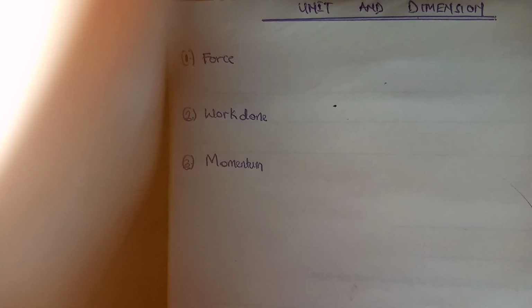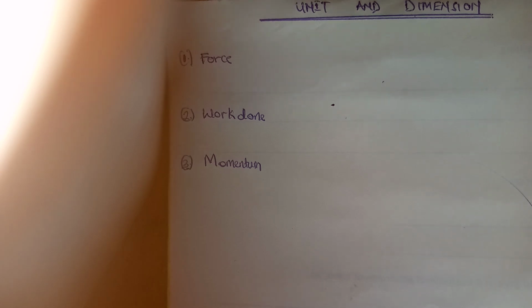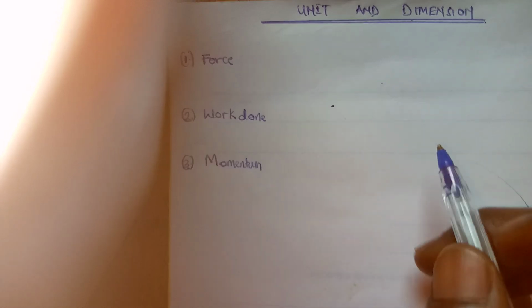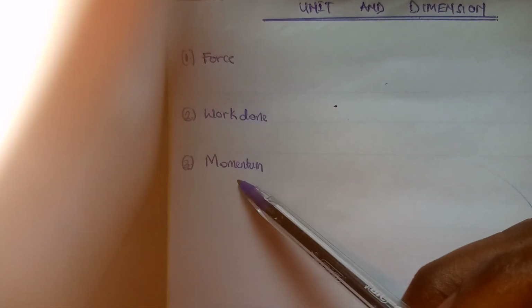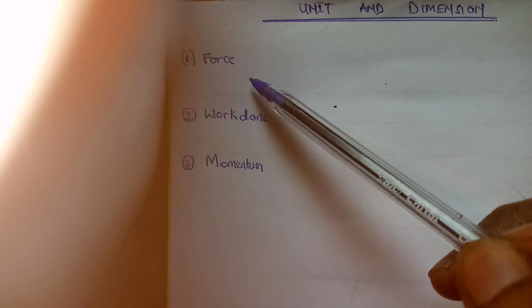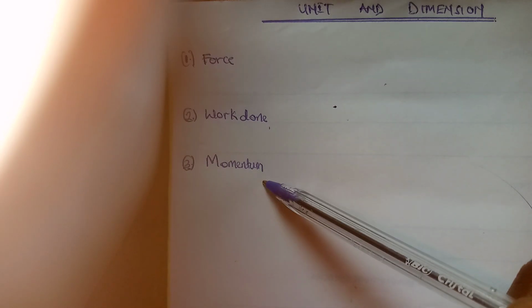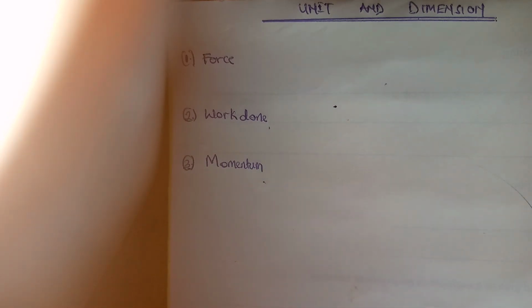In today's video we are going to be discussing how to find the unit and the dimension of all the derived units, the derived quantities that we have. First of all, I have three examples here with me, which are force, work done, and momentum. You know that we have two types of physical quantities, the fundamental quantities and the derived quantities.